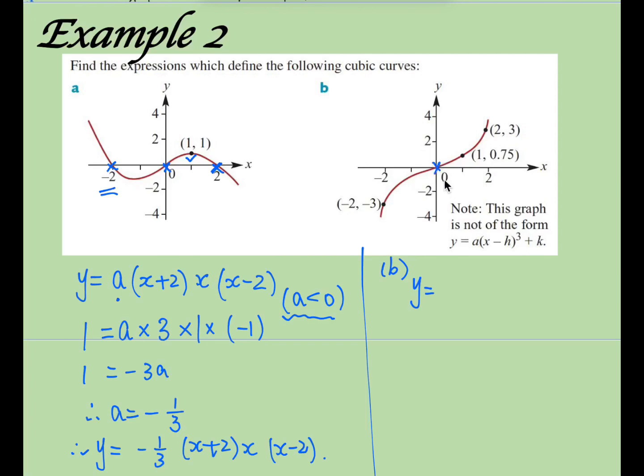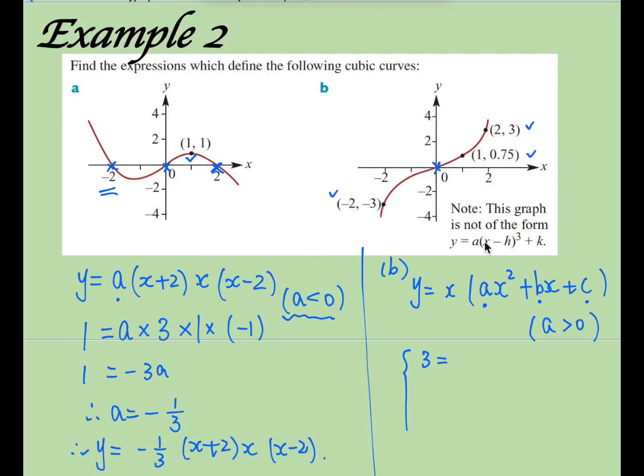Here, the x-intercept is 0. It means we can have a factor x, and another factor is a quadratic one. We are going to use ax squared plus bx plus c. As the graph is climbing up a hill, then we will predict a is positive. Then in order to determine the value of a, b, and c, we are going to substitute the other 3 points to obtain 3 equations to solve a, b, c.